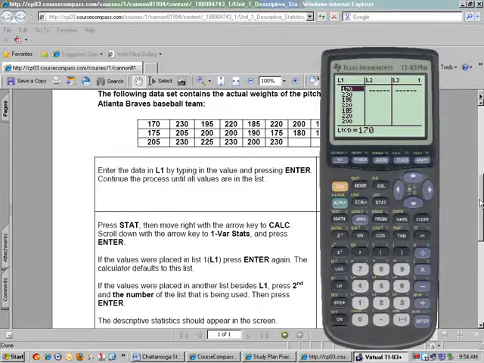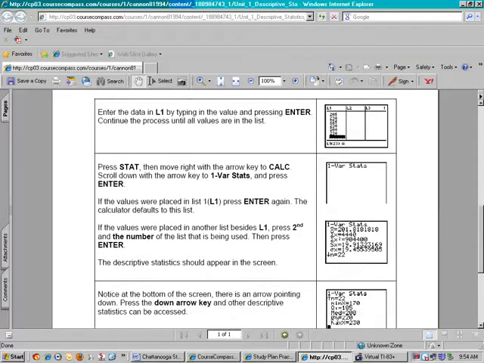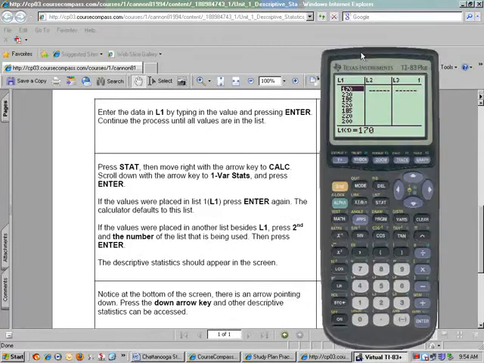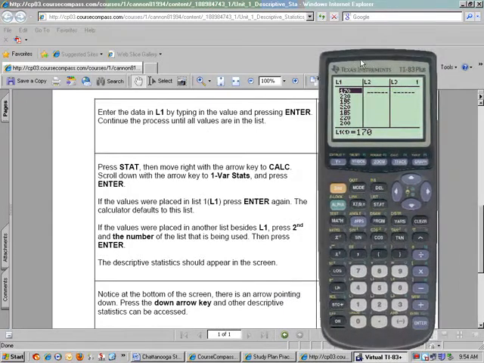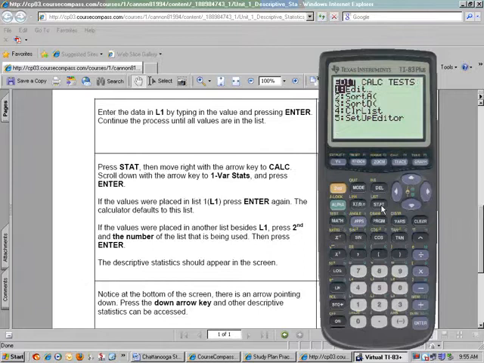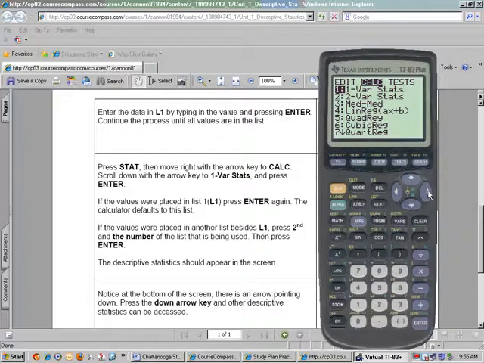The next thing, we're trying to calculate the mean of our values. There are several things located under the statistics button. If you push STAT, notice at the very top it says calculate. We need to move over with our arrow key to calculate. We have one set of values, the weights of the baseball players, so we are going to pick one variable statistics, number 1. You can either push the number 1 or just push enter since it's highlighted.